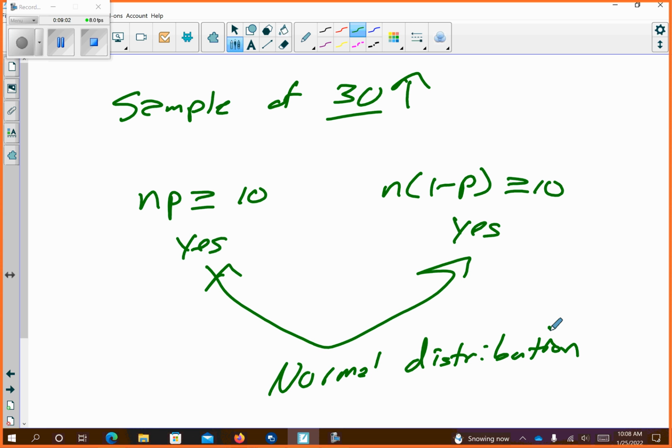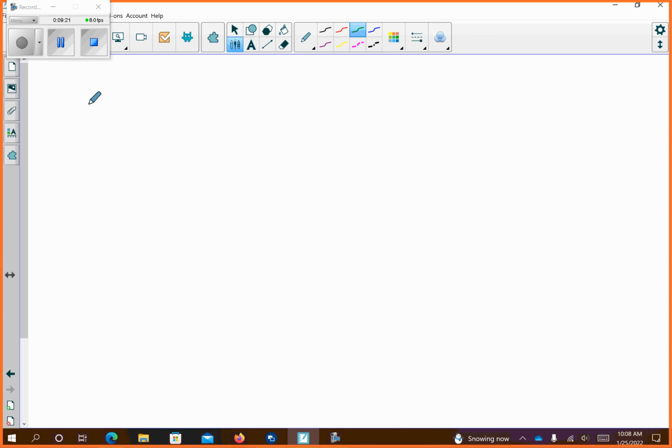Okay? So if one of those is false or both are false, it's not a normal distribution. It's a distribution, but it just doesn't form the normal scenario. Okay, so that's basically as far as the definitions. Now, I had gone over 1 through 5 on this worksheet.